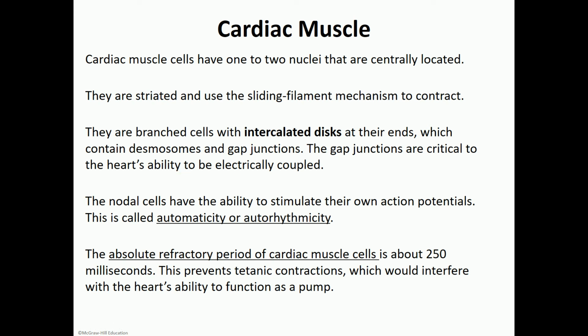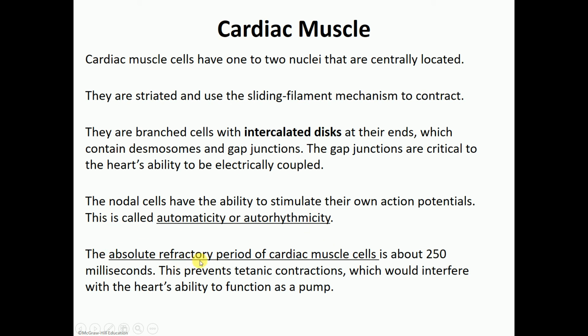The nodal cells do have automaticity. Remember we said that they have that pacemaker ability. And they also have autorhythmicity, meaning that they are able to set the rhythm of the heart. So these nodal cells not only have the ability to make their own action potential, which is known as automaticity, they also have autorhythmicity, where they can set the rhythm.